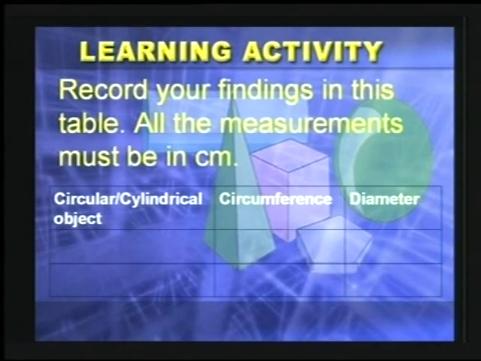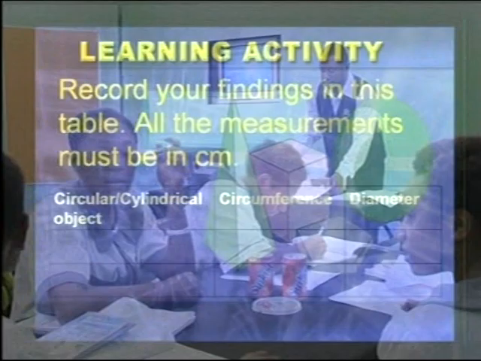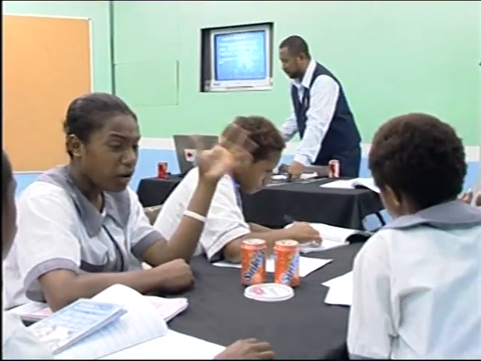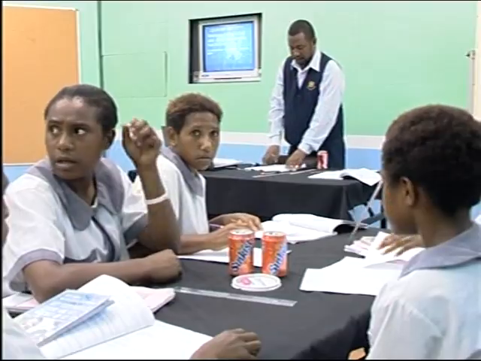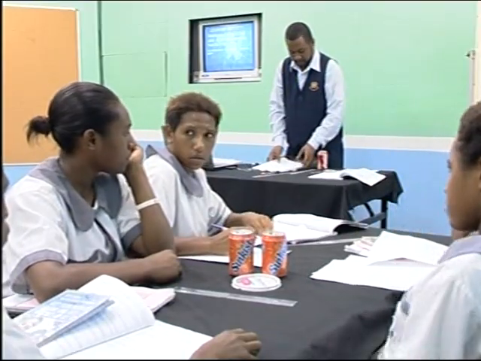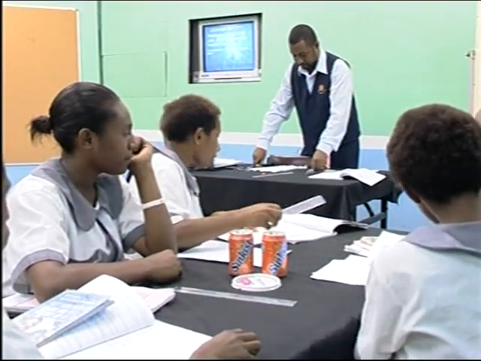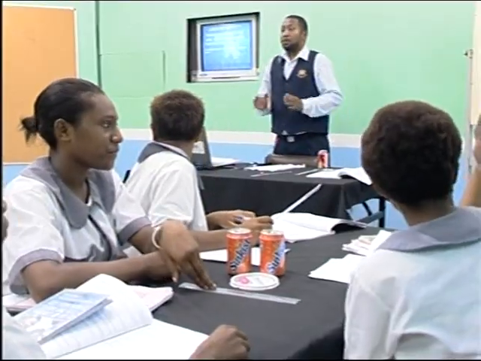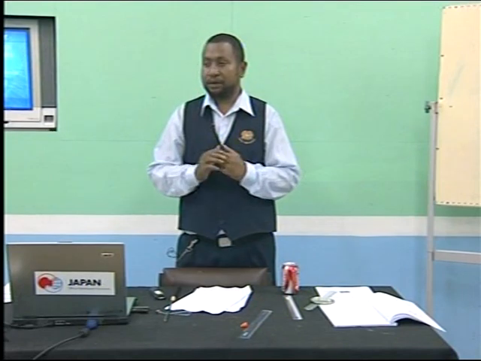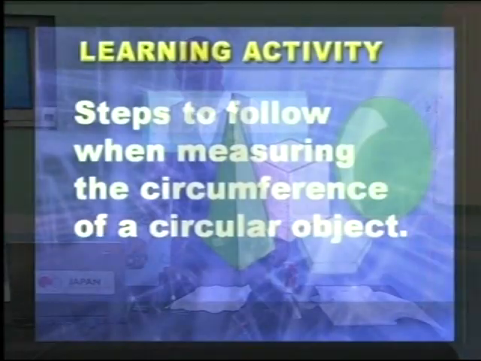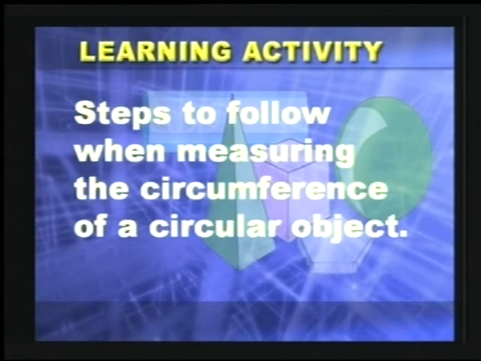70s and receiving students, all sit up straight. We are going to do the demonstration now on how we can measure the diameter and the circumference of the 2 objects. Now, 70s and receiving students, are you ready? Okay, let's look at the screen. Steps to follow when measuring the circumference of a circular object.